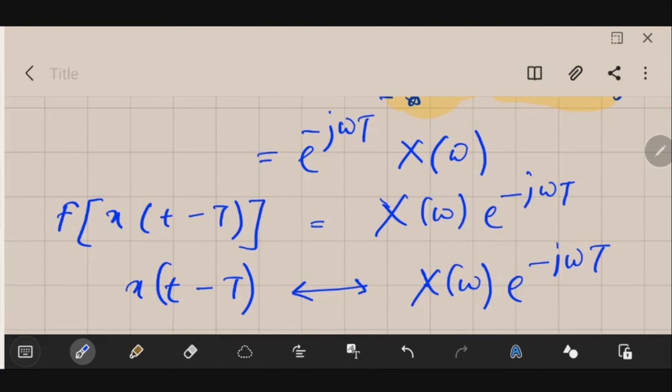Got it? Or any doubt? No, sir, no doubt, sir.